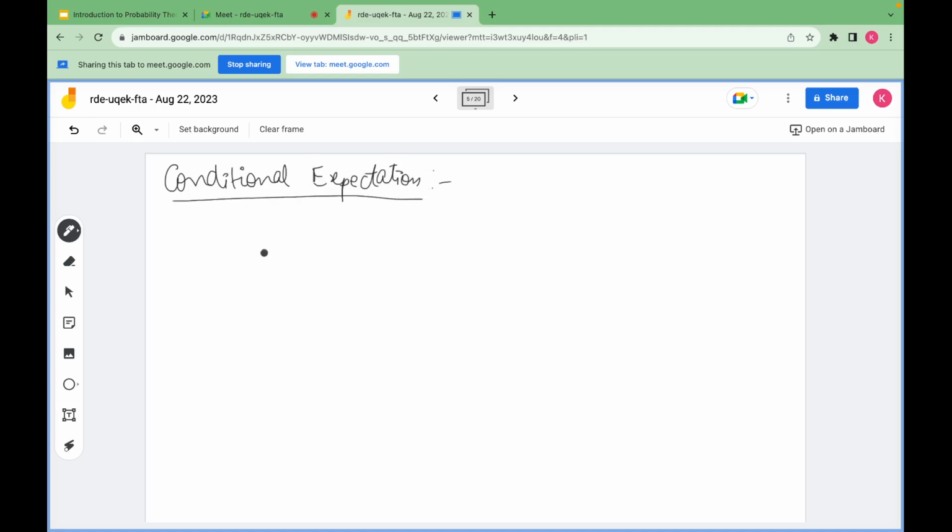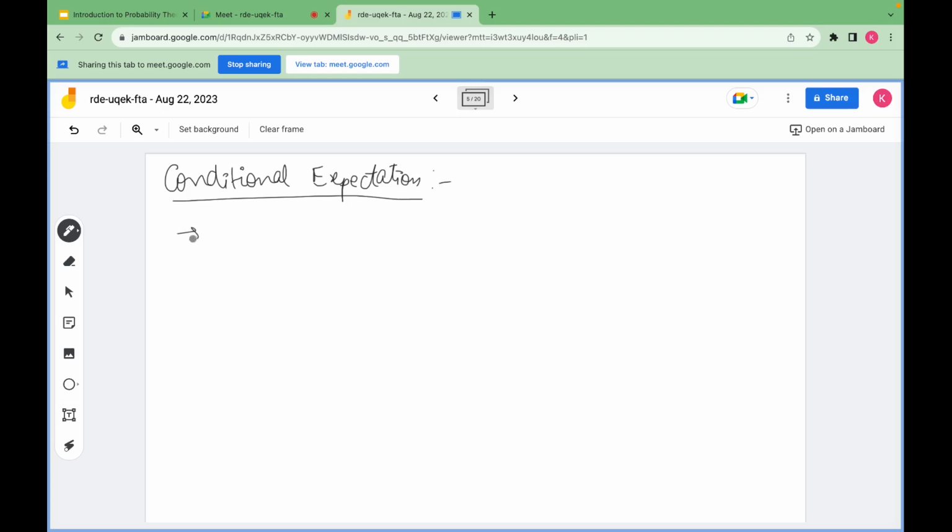So in the previous classes we have looked at finding the conditional probabilities and conditional distribution, and in this class we will see how to find the conditional expectation.